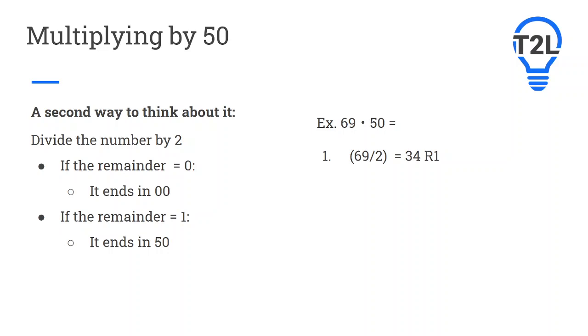So here's an example. Let's say we do 69 times 50. Now, 69 is an odd number, so you already know it'll have a remainder of 1. When you do 69 divided by 2, it'll be 34 remainder 1. And so now you know your answer will end in 50. So you have 34.